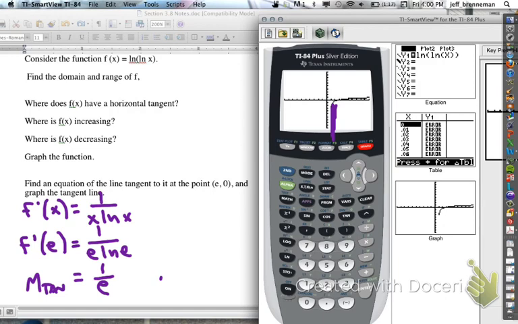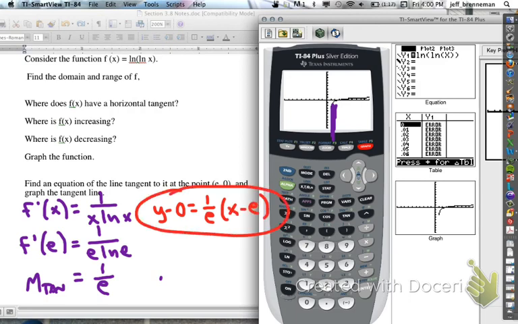Now, can we create an equation using that? I think so. We've got y minus 0 is equal to 1 over e times the quantity x minus e. And so that's an application of the derivative of log functions.